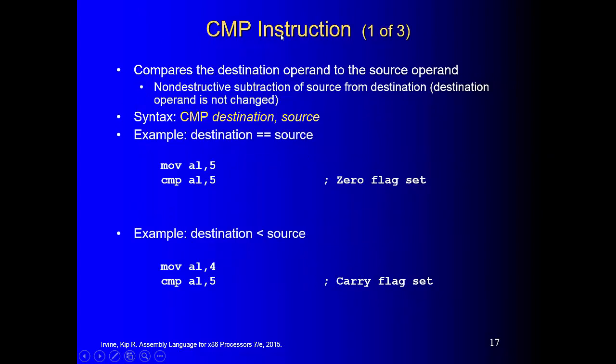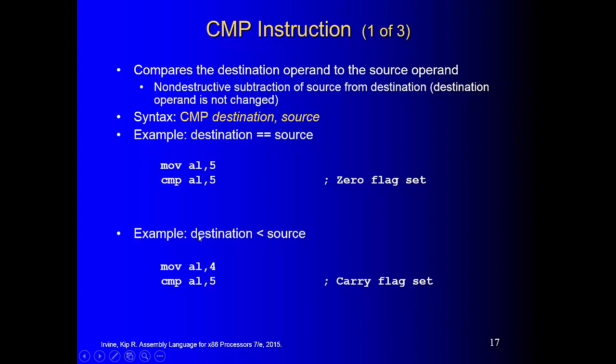Compare instruction is going to compare destination operand with source operand. Here, we're going to copy 5 into AL, and we're going to compare AL with 5. We know AL equals 5. So in this case, destination equals source. In this case, after this statement, the zero flag will be set to 1.